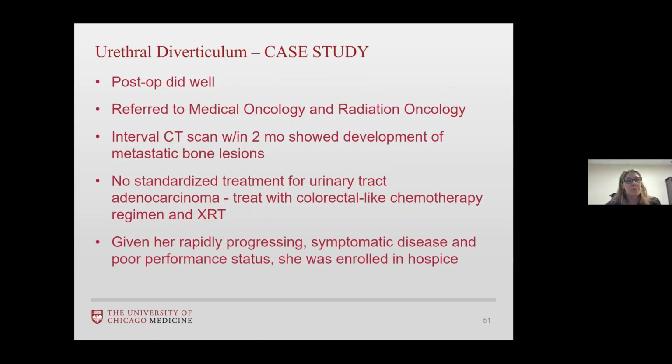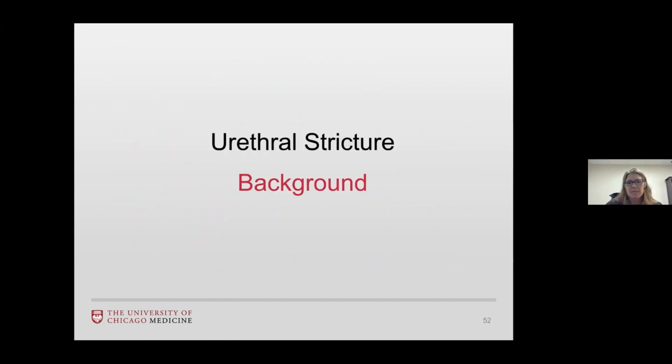She did well post-operatively and was referred to medical oncology and radiation oncology, but within 2 months she had new metastatic bone lesions. There's no standardized treatment for urinary tract adenocarcinoma, but they're treated with a colorectal-like chemotherapy regimen and radiation. Given her rapidly progressing symptomatic disease and poor performance status, unfortunately she had to be enrolled in hospice.